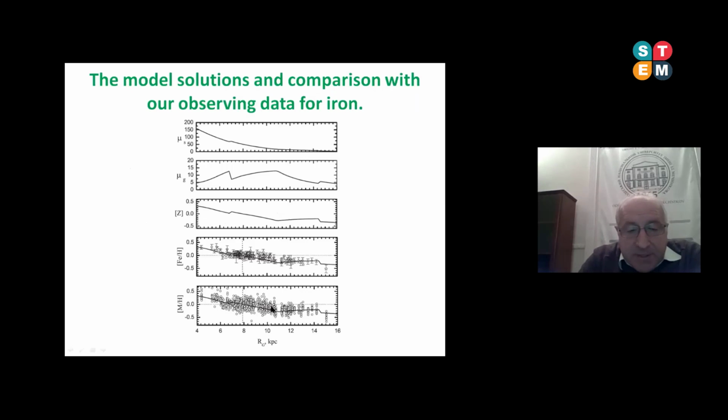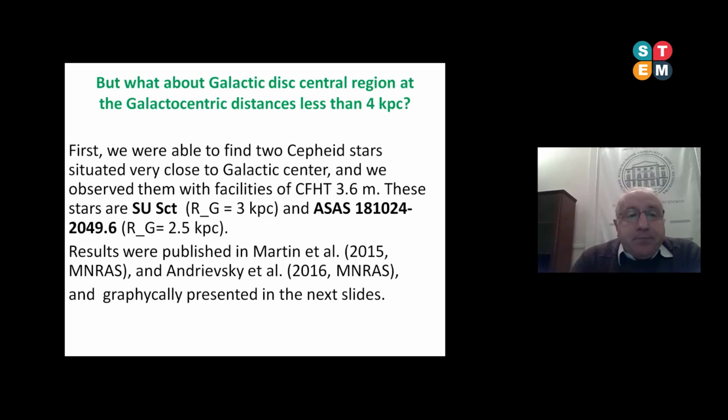We see that we started from 4 kiloparsecs. At that time, we had no data about stars near the galactic center in the thin disk. People did work, for example, on bulge stars. Okay, but bulge stars could be very old, but we are speaking about the young population in the thin disk. But nobody observed young stars in the thin disk at the galactic center.